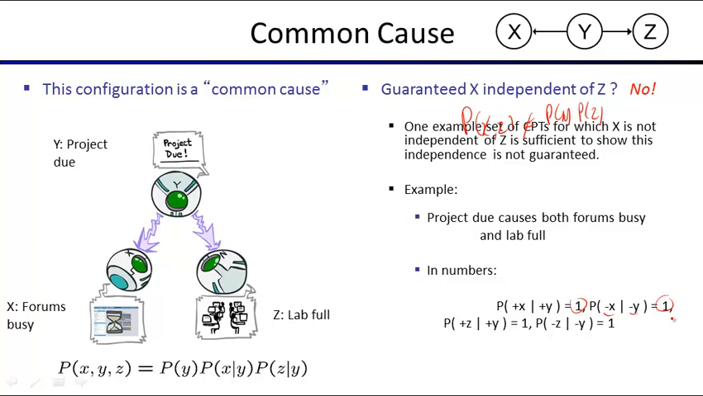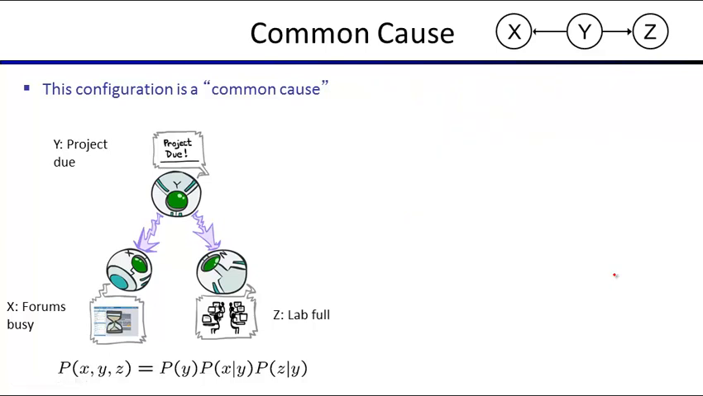And if you work out the numbers, you need some kind of marginal here for y. Maybe we pick 0.9 and 0.1. So that's the first one. If you do the math, you'll find out that the assumption of independence is not true. And so we say no independence guaranteed.